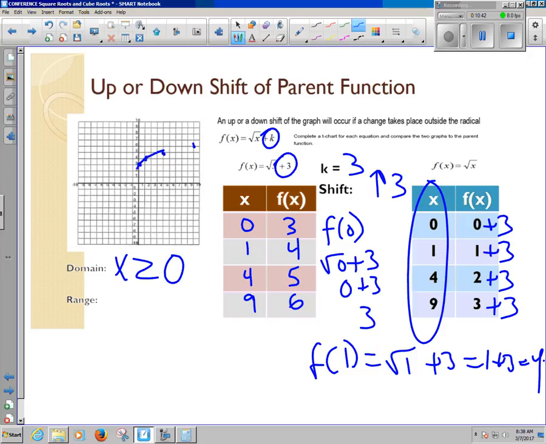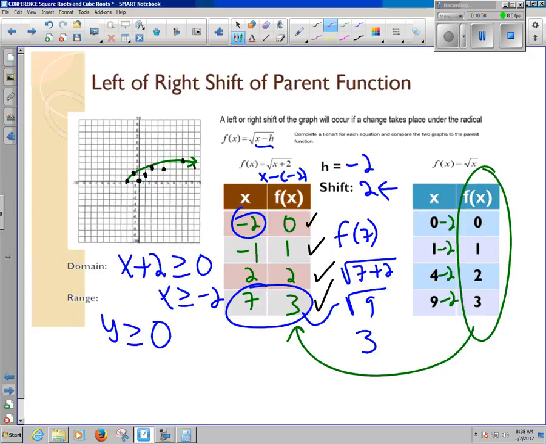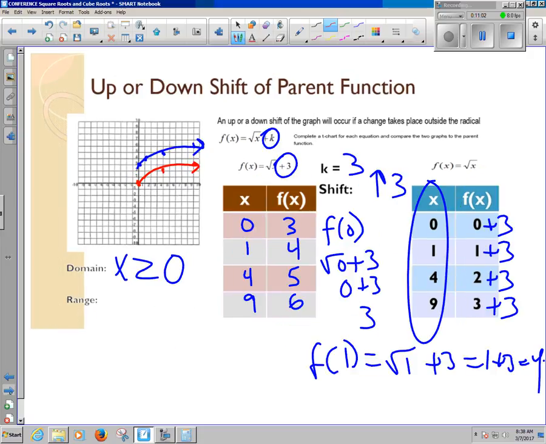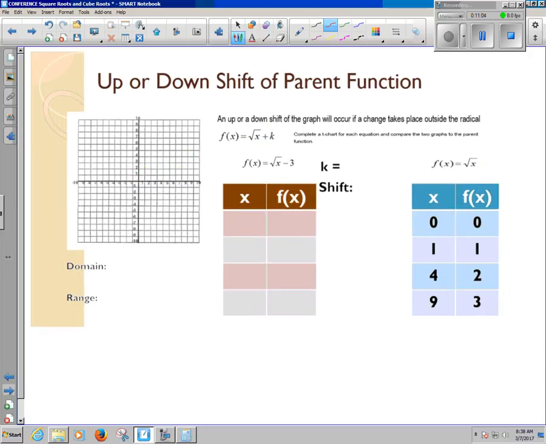Okay, so we get this nice shift 3 units up. Again, if we compare this to our parent graph, you can see it's strictly a shift 3 units up. Alright, so the next one, as you probably guessed, is going to be a shift, oh, wrong way. Alright, 3 units down, right? So here k is a negative 3. So it's going to be down 3 units.